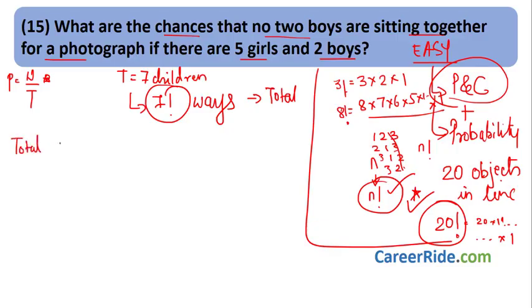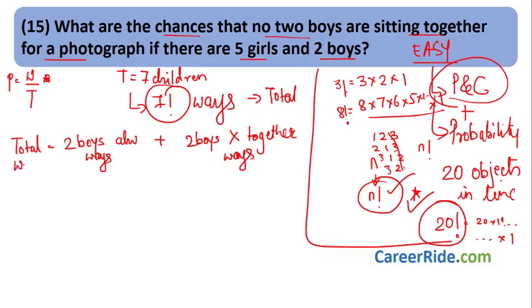Total ways would be 2 boys always sitting together, plus 2 boys never sitting together. So if we find out the number of ways, the total ways in which we can arrange the 7 children is 7 factorial. That is nothing but the number of ways in which 2 boys are always sitting together plus the number of ways in which the 2 boys are never sitting together. What do we want? We want the number of ways in which 2 boys are never sitting together.